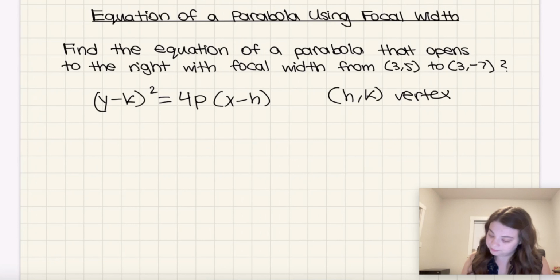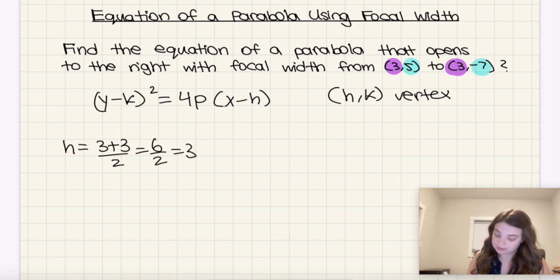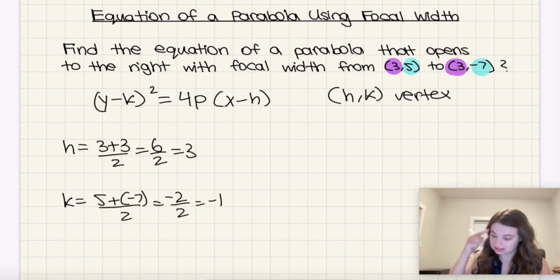We need to take the average of the x-coordinates, and that'll be the x-coordinate of the vertex. And then we take the average of the y-coordinates separately, and that will be the y-coordinate of the vertex. So h is going to be equal to (3 + 3)/2, which ends up being 3 itself. And then k is going to be (5 + -7)/2, which is -2/2, which is -1. So there we go. There's h and k right there. So now we found the vertex.